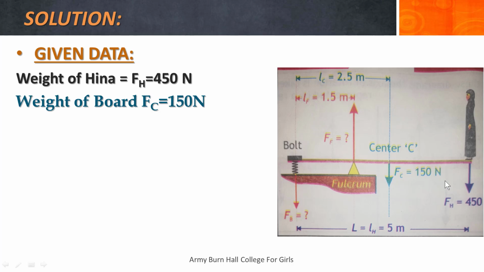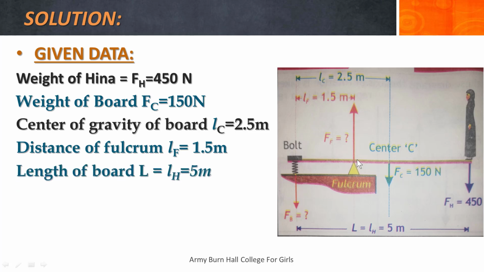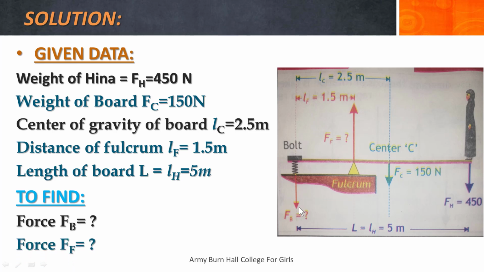The weight of Hina is 450 Newton. The center of gravity LC is at a distance of 2.5 meters. The distance of the fulcrum is 1.5 meters. The length of the board LH is equal to 5 meters. And what we have to calculate, the required values, are force FB and force FF, the force applied by the bolt and the force applied by the fulcrum. These two forces are unknown.